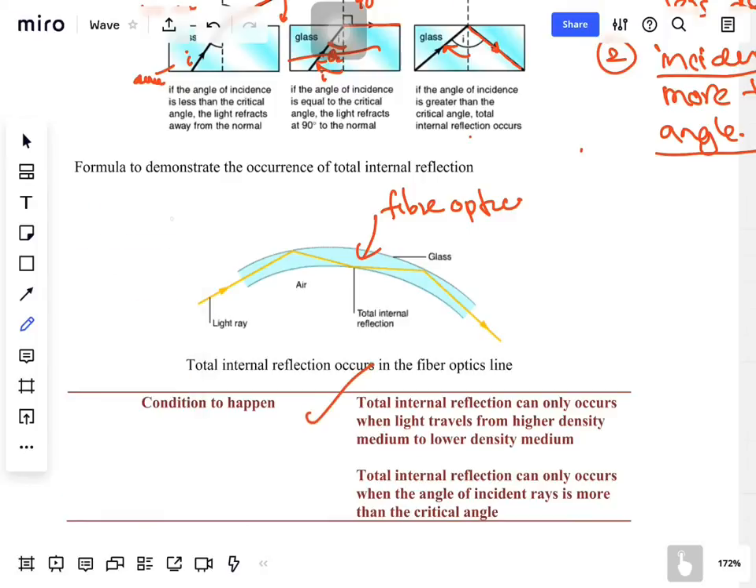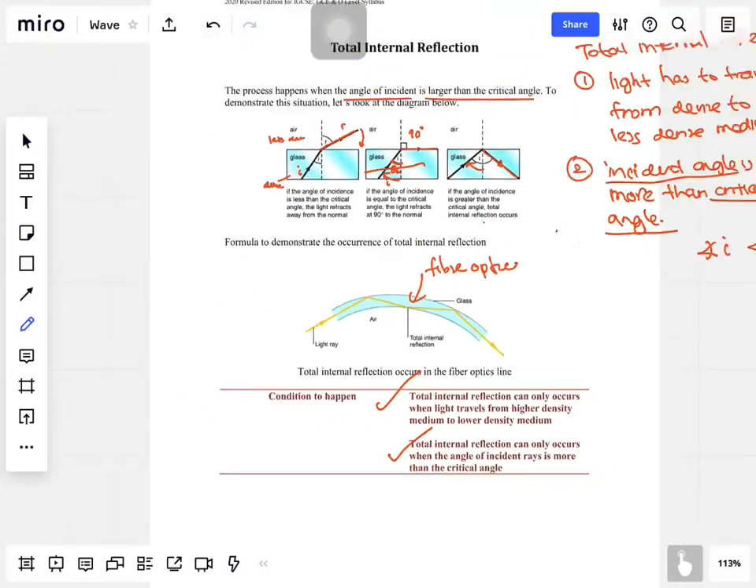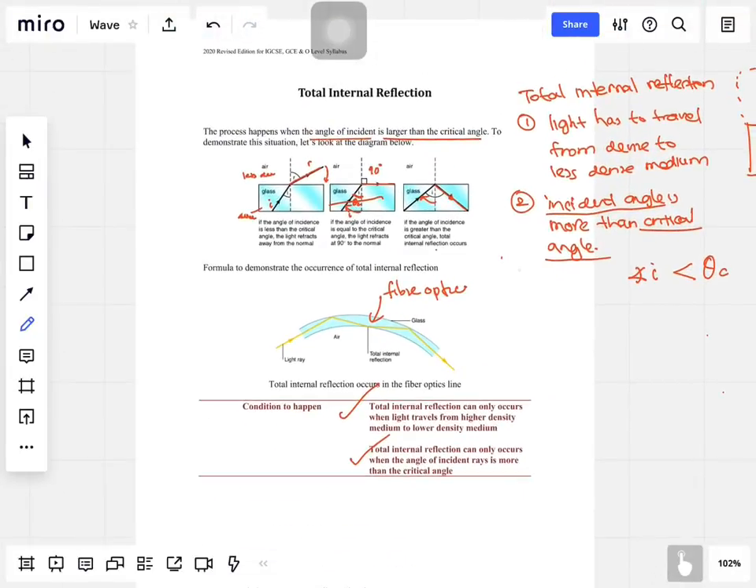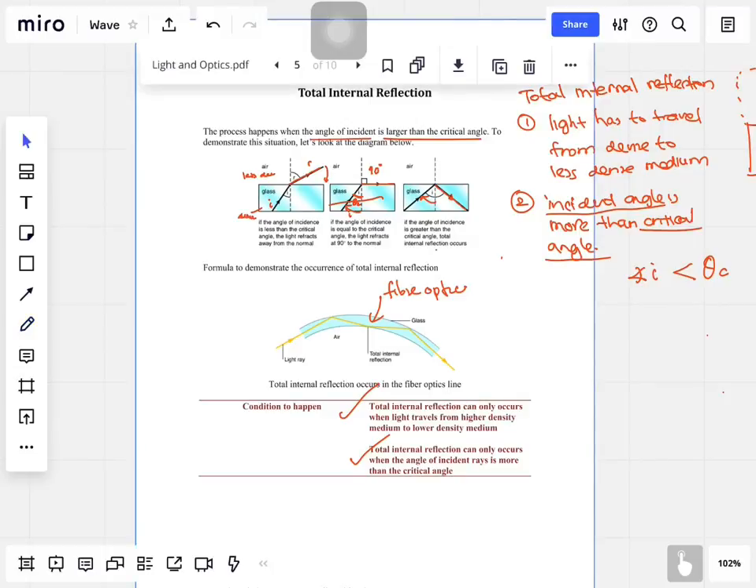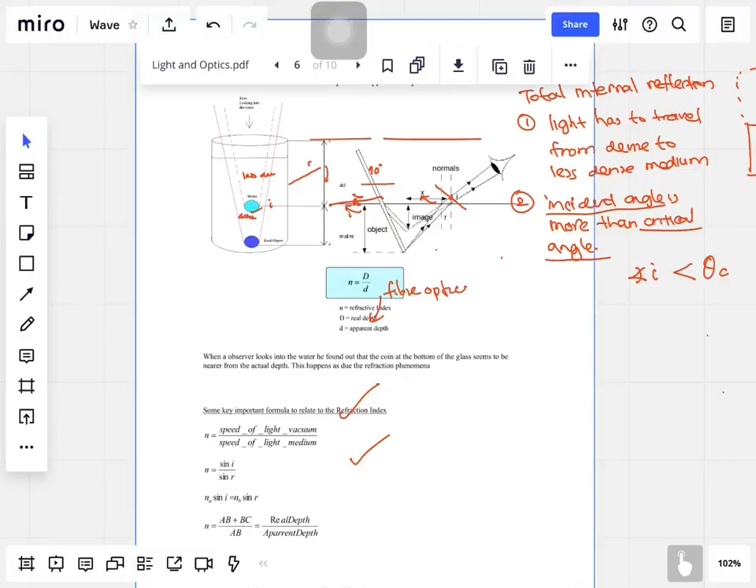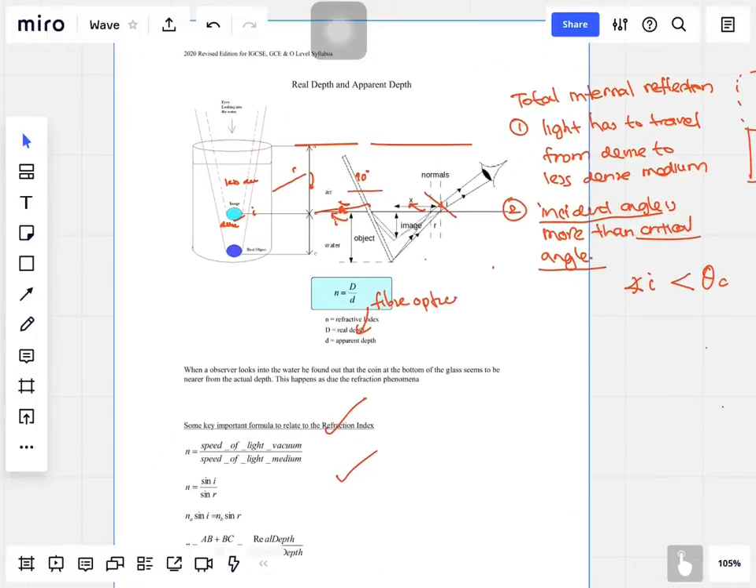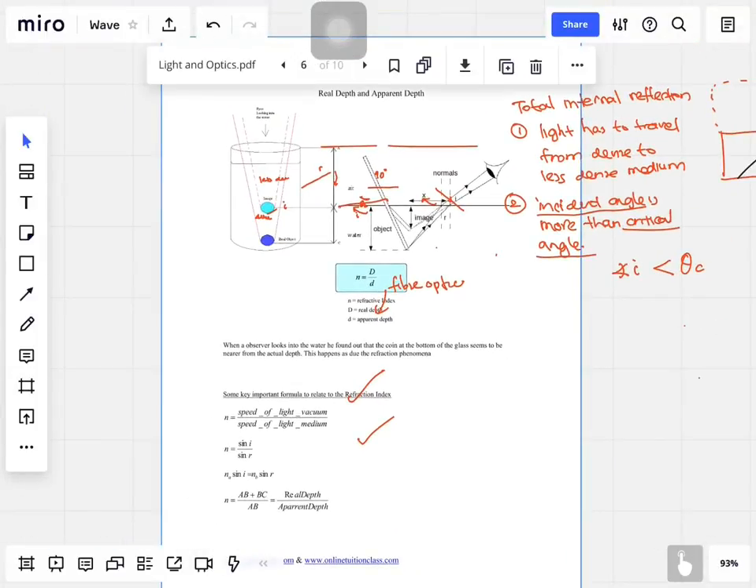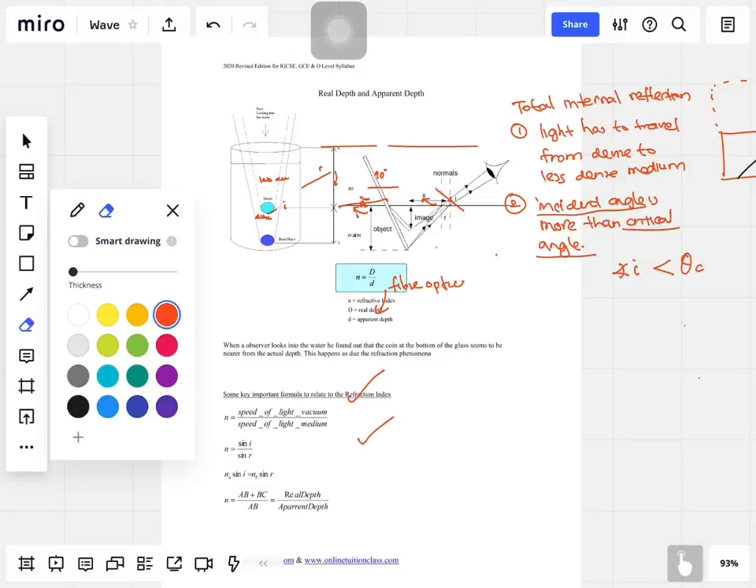The second one, total internal reflection can only occur when the angle of incident ray is more than the critical angle. So this is the one that we discussed also, with the example I've given to you, okay? So let's look at the second page now. The next page now. Page 6. Oh, okay, this is interesting. Page 6, okay? Let's look at page 6.